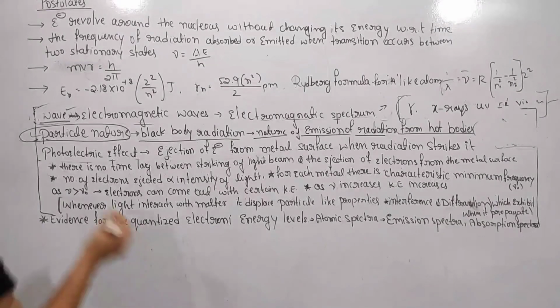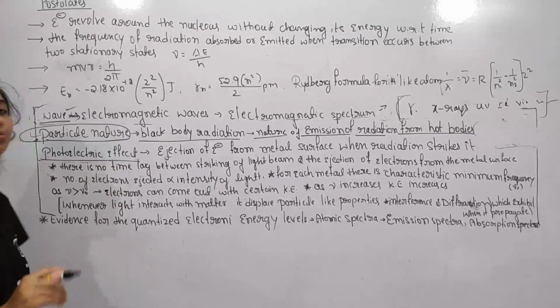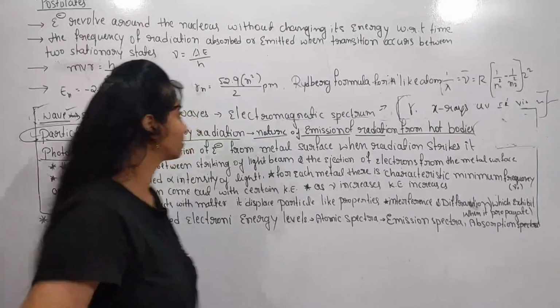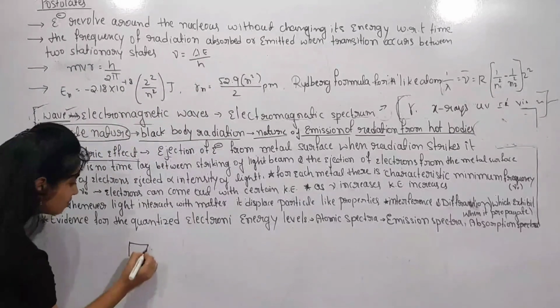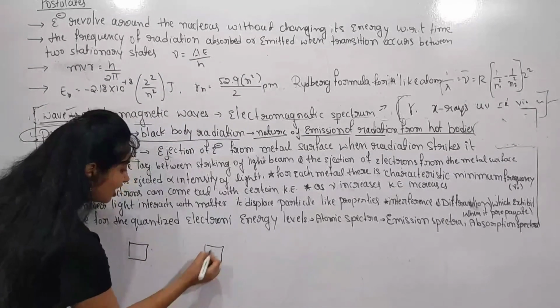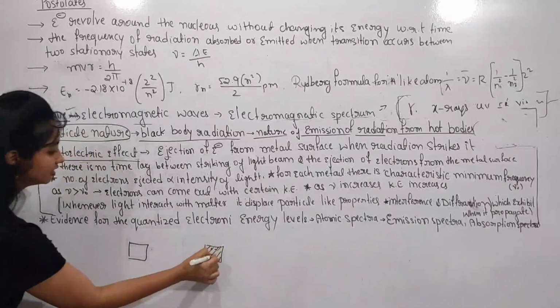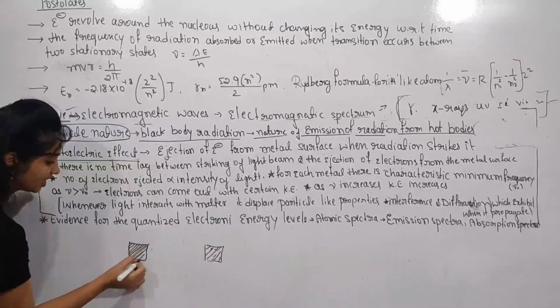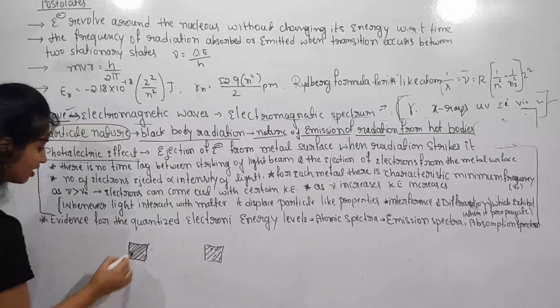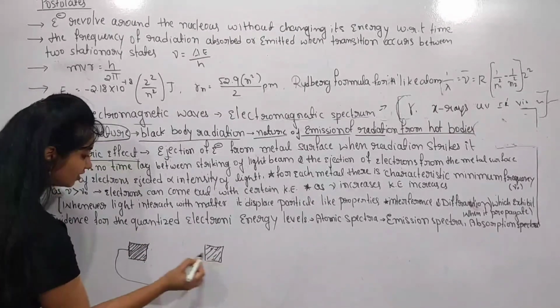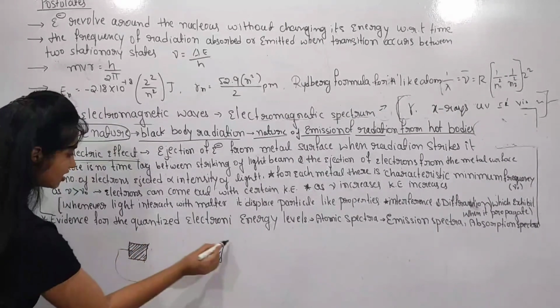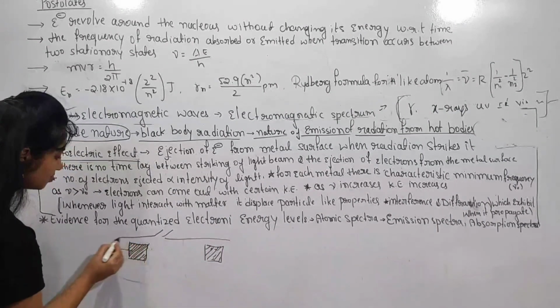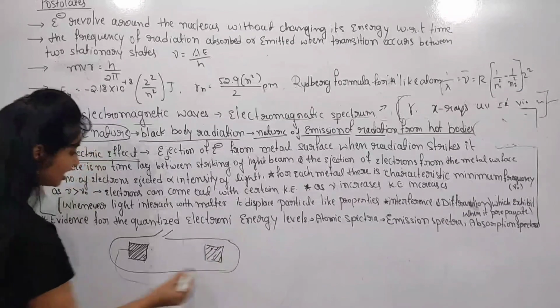And the next one is photoelectric effect. What do you mean by photoelectric effect here? So this is two metal surfaces. One is a detector and it is a photosensitive material which responds well to the light. So this is our glass tube.